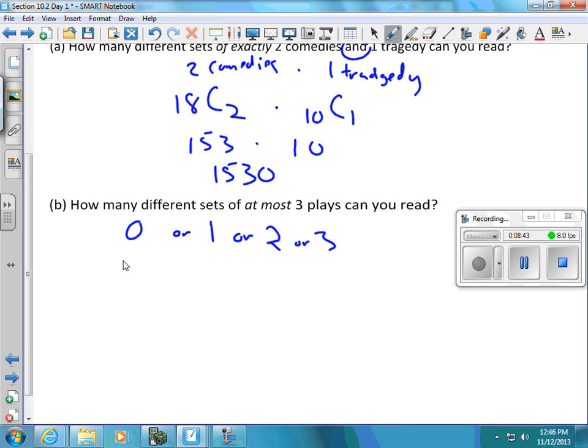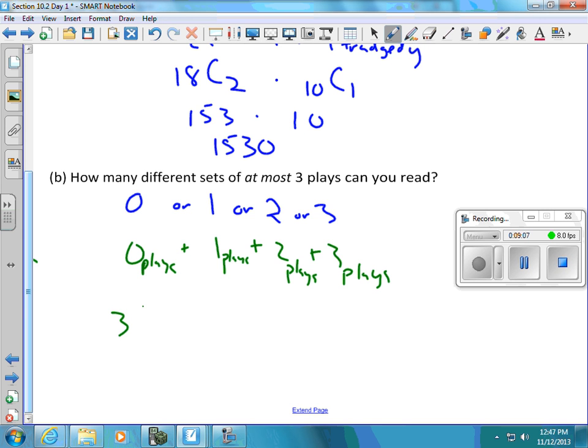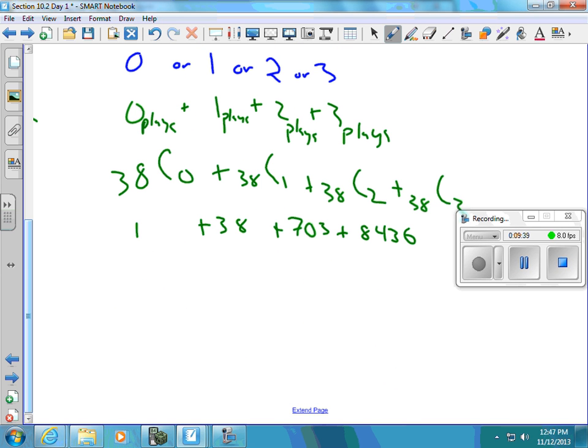So we're going to add 0 plus 1 plus 2 plus 3 plays. So we have to be able to count how many ways we can read 0 plays, 1 play, 2 plays, or 3 plays. Well, there's a total of 38 plays. So 38 plays, we choose 0, plus 38 plays, we choose 1, plus 38 plays, we choose 2, plus 38 plays, we choose 3. So we go in our calculator and we can do the combinations for each of these. That's 1 plus 38 plus 703 plus 8,436. Well, you practice that in your calculator so you can get the same numbers I got there.